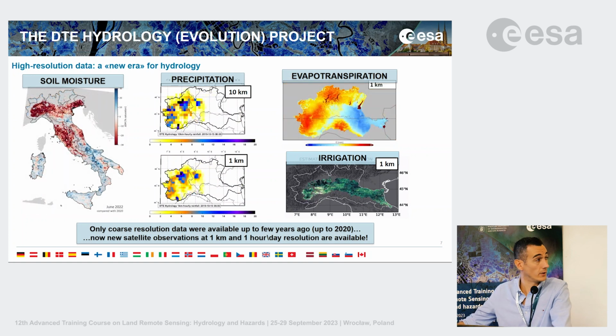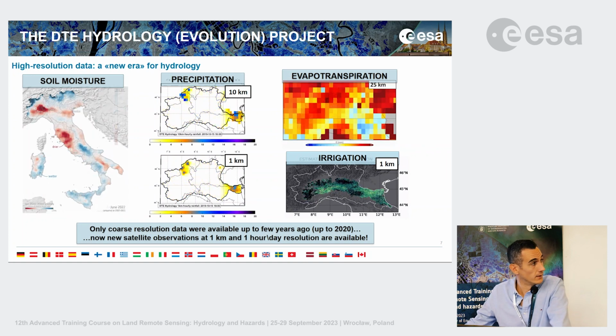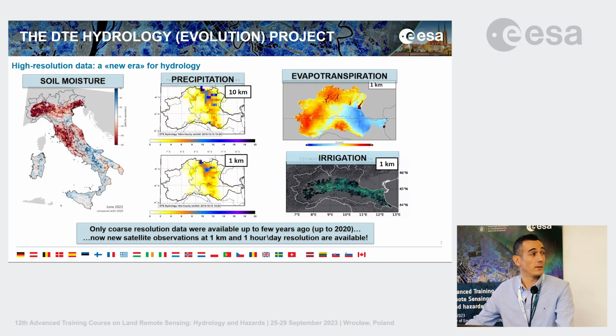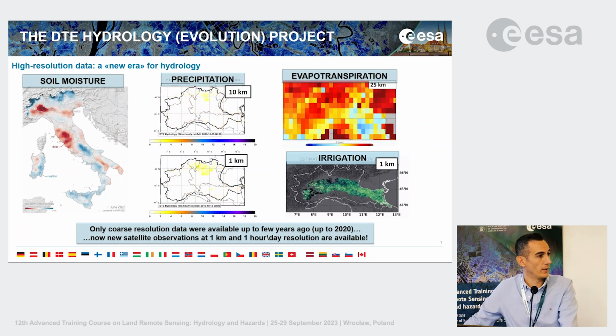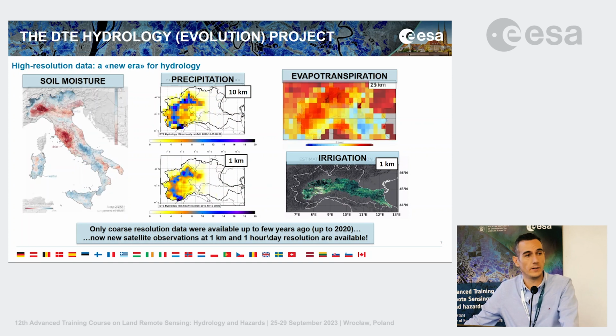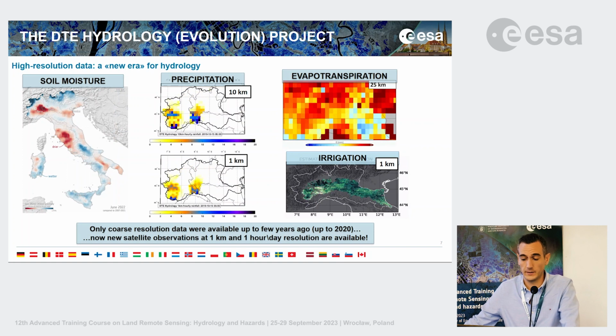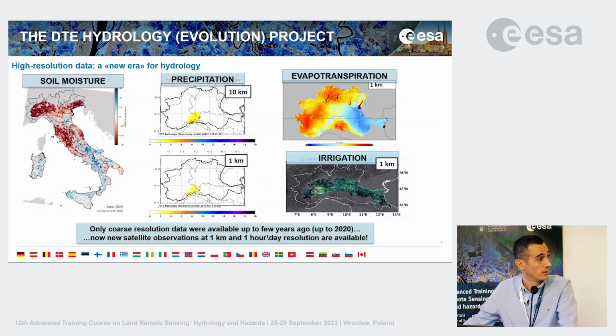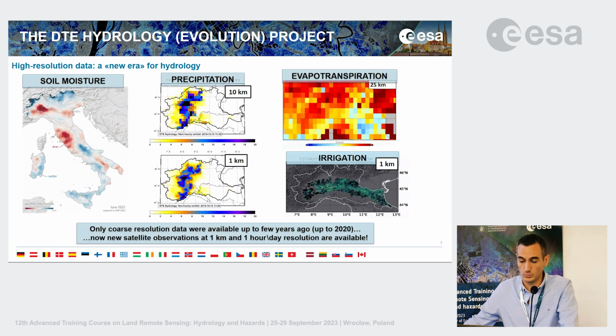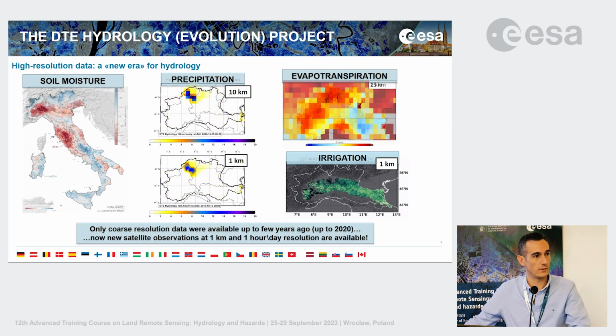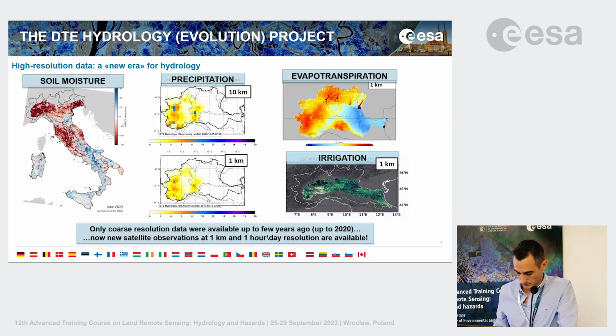Then now we have irrigation water use datasets, but we already talked about this. So basically the message here is that up to a few years ago, very few years ago, we only had coarse resolution data for main hydrological variables. But now we have satellite observations at high spatial temporal resolution that allow us to build tools like the one I will present in this lecture.